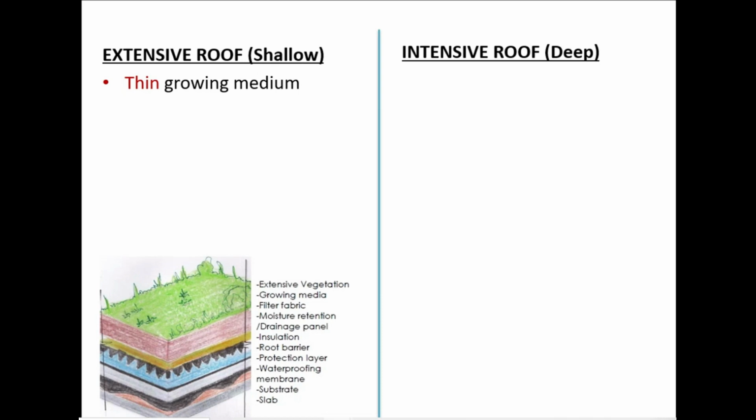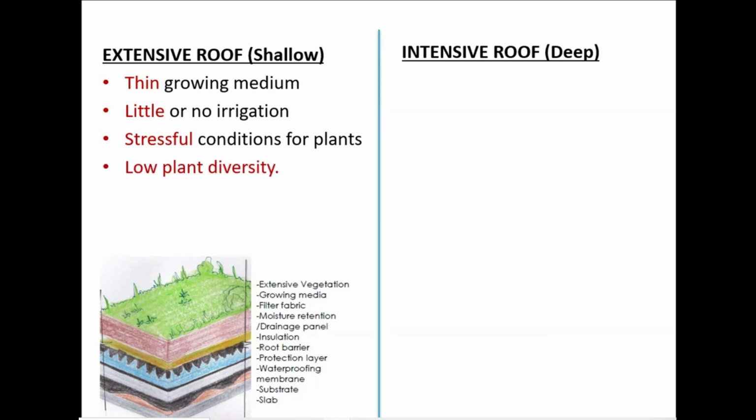Based on our requirement, what type of plants we have to grow, we should go for two types: extensive rooftop and intensive rooftop. The extensive is shallow, very thin. Intensive is deep. Extensive has a thin growing medium, little or no irrigation, so not much irrigation is required. This is a relatively stressful condition for plants. Because of the thin layers and very little irrigation, we can go for plants which require less water, and low plant diversity.